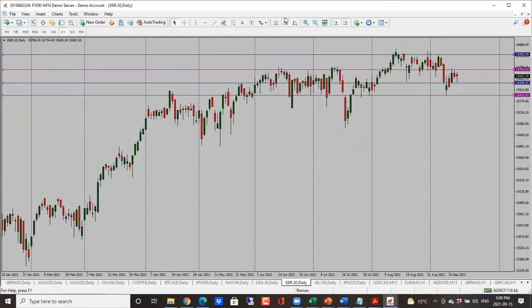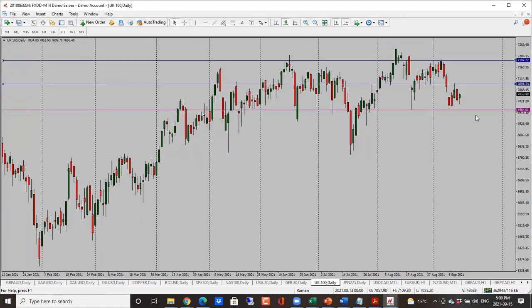DAX, this is also stuck in a range. We did see that drop as expected, but then price bounced off of the support. So now looking for a retest of the high or the top of the range, 15,765, and this is where it could go back into the range. So watch out. If it does go through the resistance, then we will aim for the highs here. For now, neutral bias for DAX.